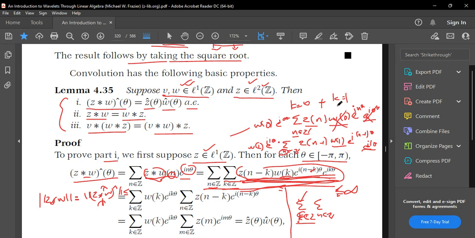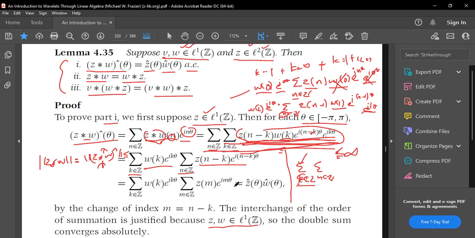So in expanding k is equal to 1 plus k is equal to 2, and on the left side also k is equal to minus 1, we can common out this w of k e raised to i k theta. That is common out here: w of k into e raised to i k theta, summation k belongs to Z, and inside this bracket we have summation n belongs to Z, z of n minus k e raised to i into n minus k into theta. Okay, fine. Then this summation can be written as summation over k of w of k e raised to i k theta into summation over n.